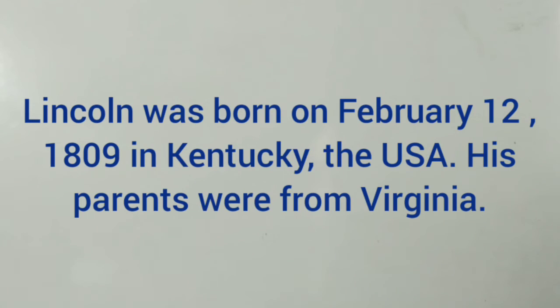Here you will get some personal information about Abraham Lincoln. That is, Lincoln was born on February 12, 1809 in Kentucky, the USA. If you are asked where he was born, you have to answer Kentucky. In which year? Yes, February 12, 1809. Here also you will get the parentage: his parents were from Virginia. If you are asked where his parents were from, you can answer Virginia.